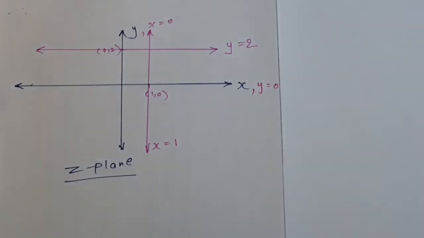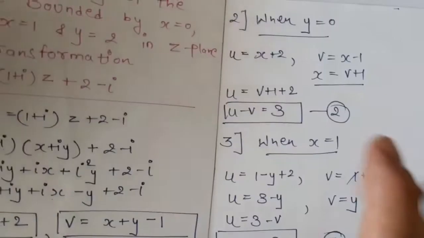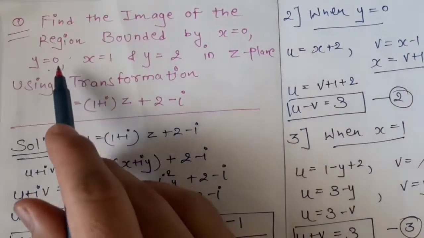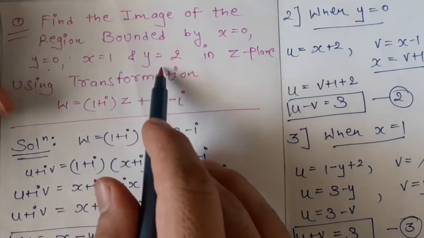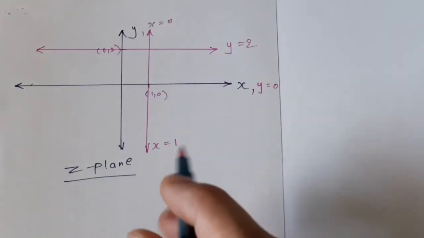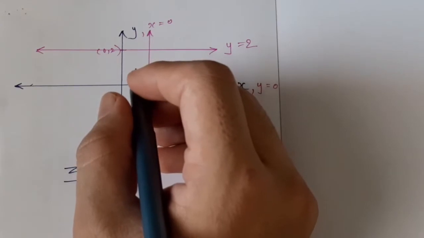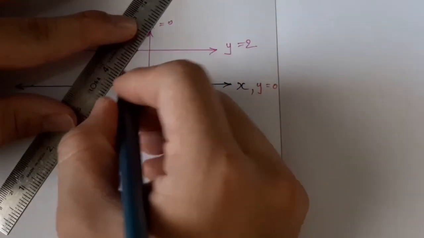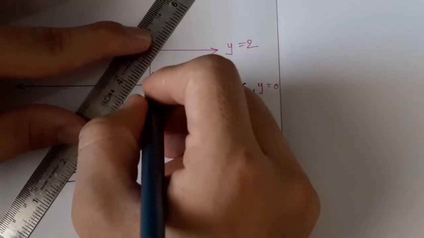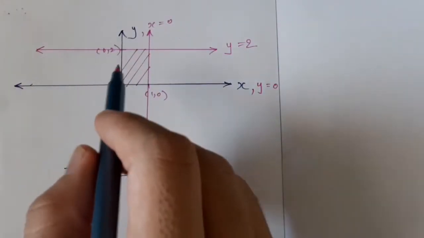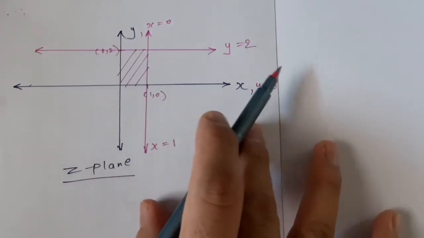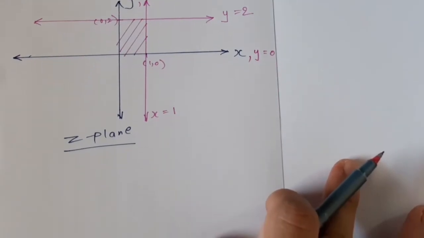Now we will find the intersection of these four equations, that is x equals 0, y equals 0, x equals 1 and y equals 2. The intersection of these four equations is this region, which I am shading. So this is the region obtained in the z plane. Now we will see the w plane.